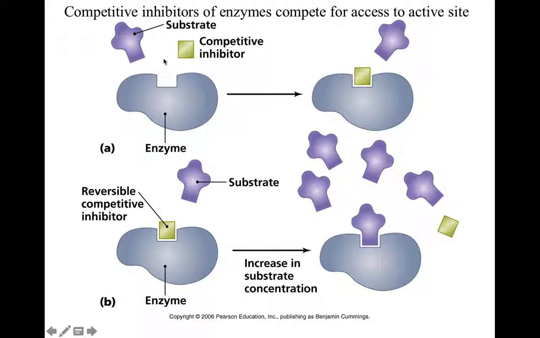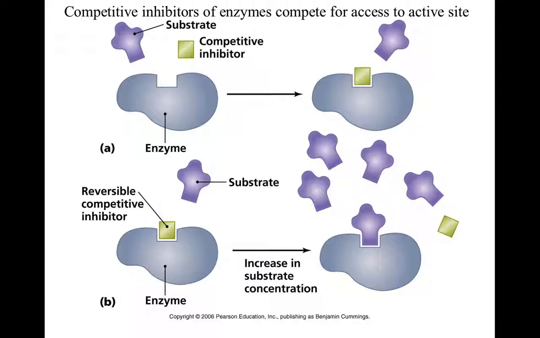So competitive inhibitors are molecules that are not the substrate of the enzyme, but the competitive inhibitor is similar enough to the substrate, so the competitive inhibitor can still enter the active site. So here we have the active site of the enzyme. Here the competitive inhibitor is going to enter. And as long as the competitive inhibitor is in the active site, the substrate can't bind. So with a competitive inhibitor in the active site, the enzyme is turned off, right?